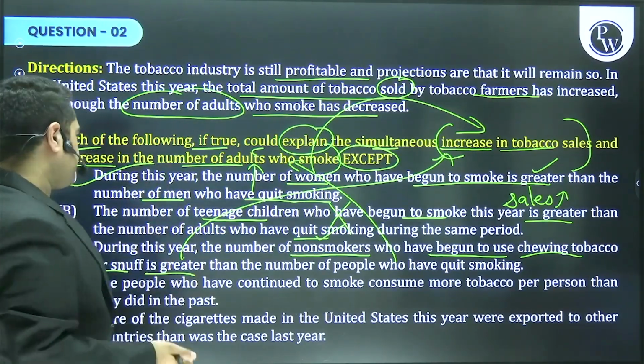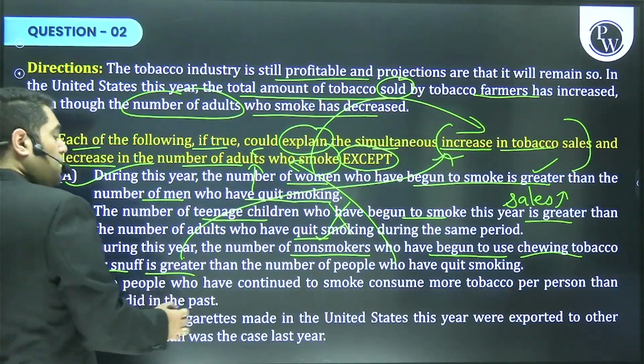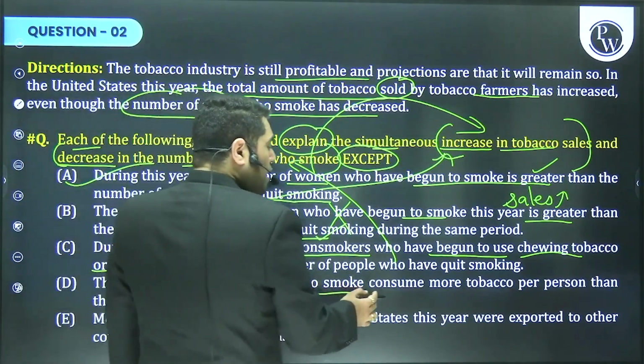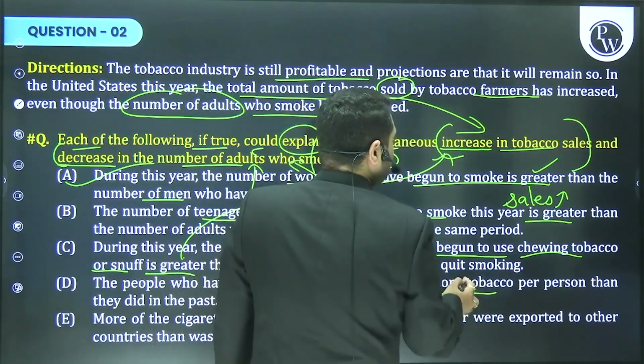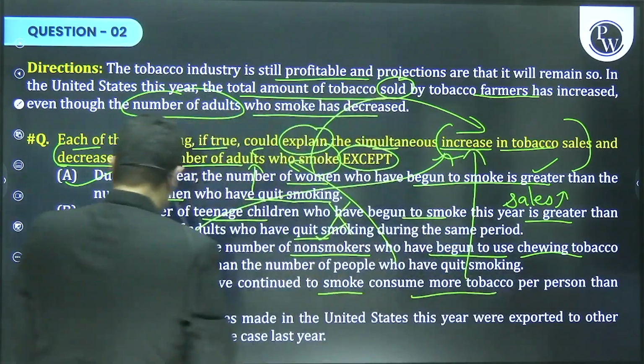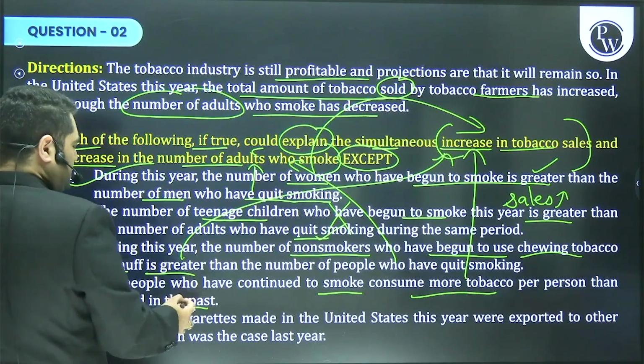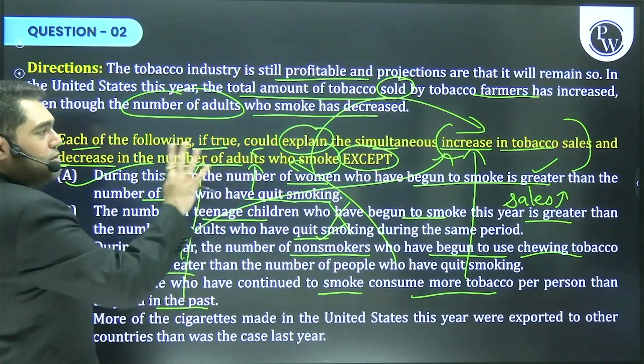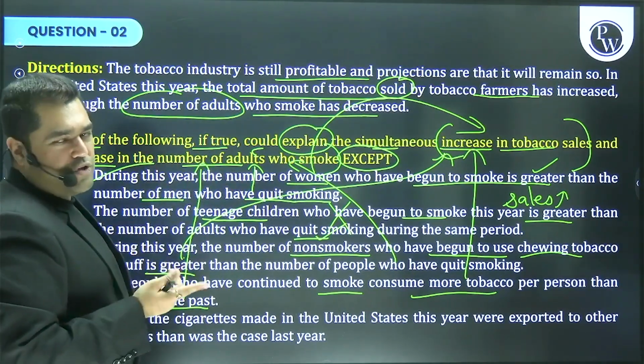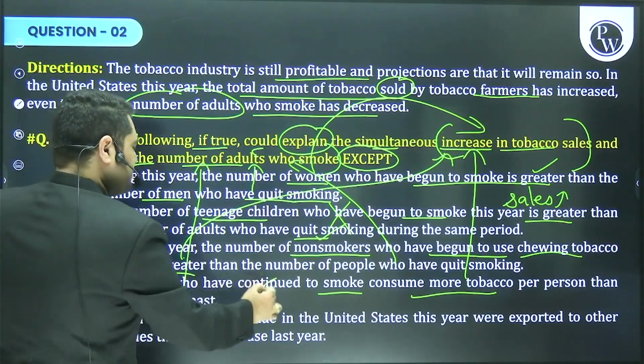We are looking at the options. D. The people who have continued to smoke consume more tobacco. That means sales have increased compared to the past. 100% the number of adults has reduced, but the tobacco sales have increased. Guaranteed. So this is also happening. So this is not the answer.